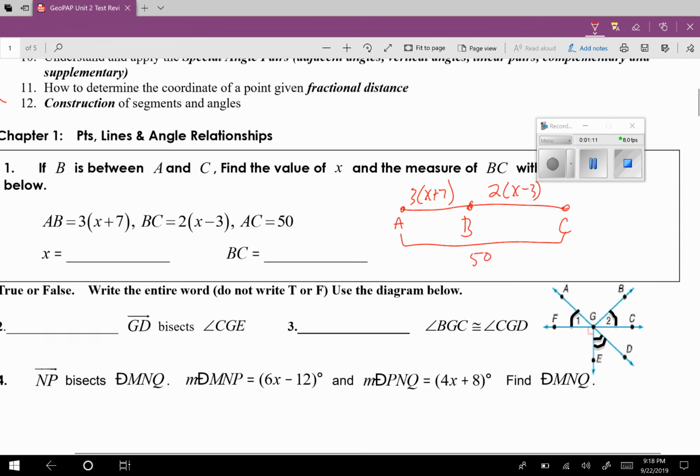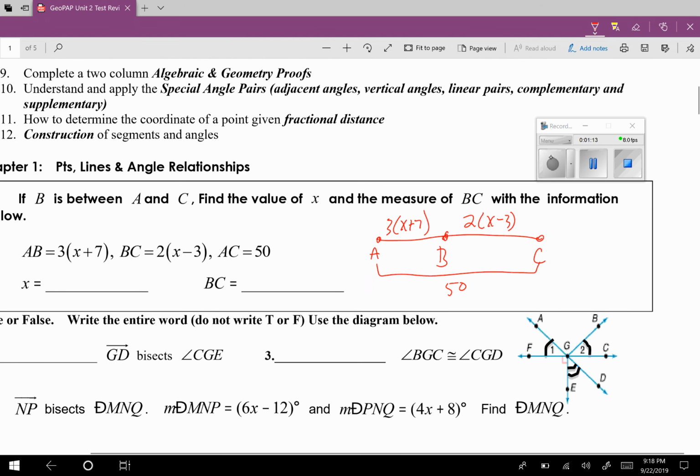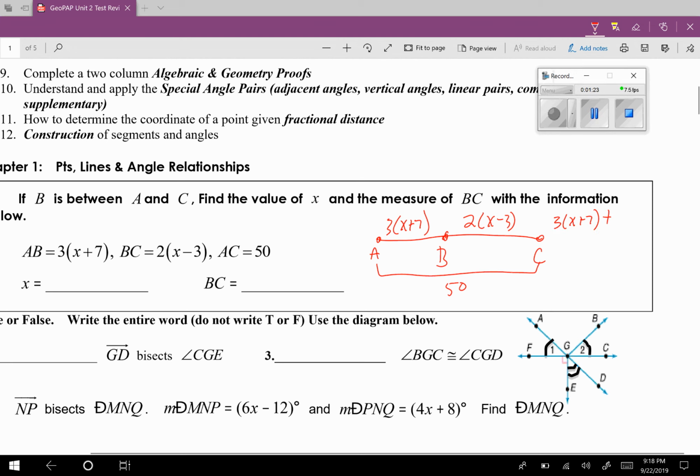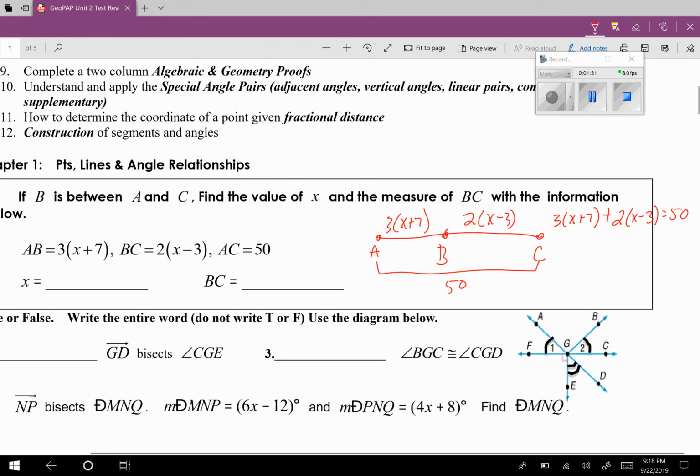Now this is the segment addition postulate, so I know that if I add the two pieces together, it's going to equal the whole thing. So I have 3 times x plus 7 plus this 2 times x minus 3, and that's equal to 50. Okay, now I'm just going to solve this for x. So I'm going to distribute here. So this becomes 3x plus 21 plus 2x minus 6, and that's equal to 50.